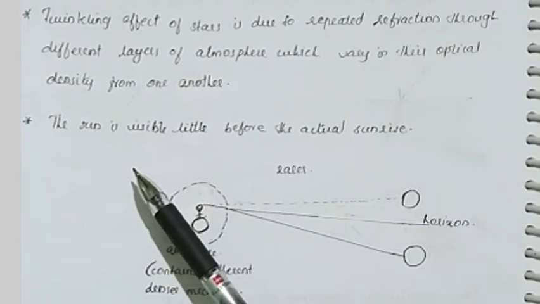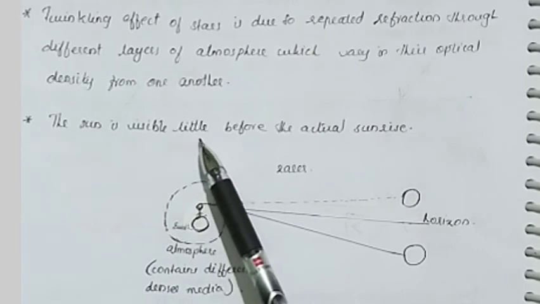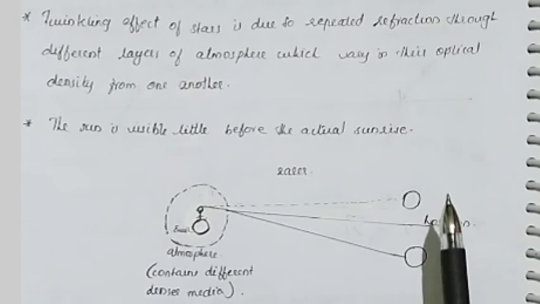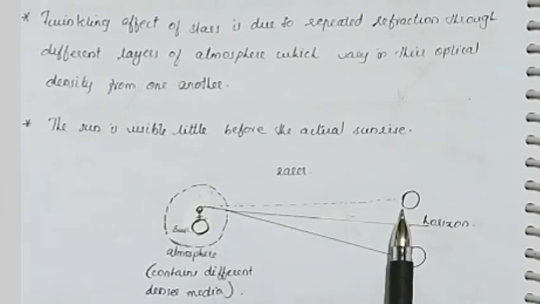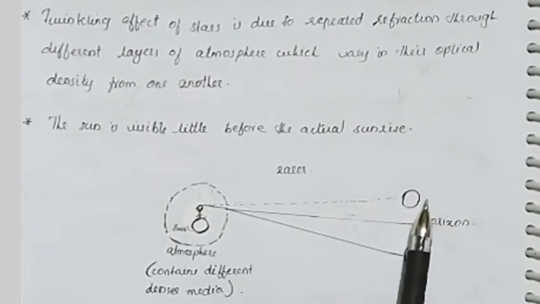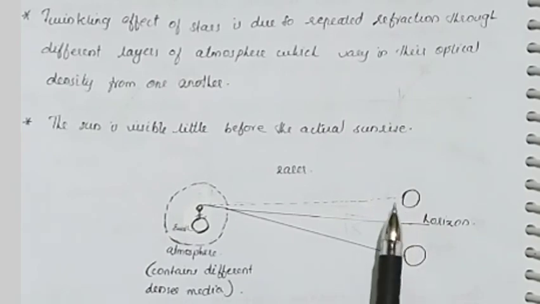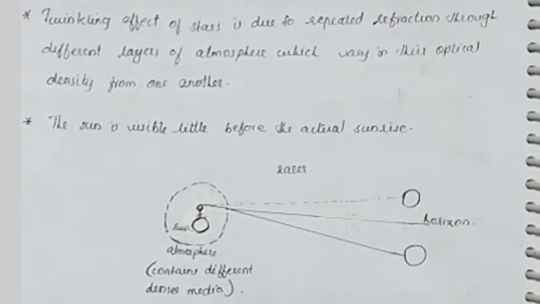Now, another important impact of refraction is that the sun is visible a little before the actual sunrise. Even before the sun rises above the horizon, the light ray from the sun reaches our eye, and due to that light ray we see the sun with an apparent shift. That is, the sun appears to us a little before its actual sunrise. So these are some of the important impacts of the phenomenon called refraction.